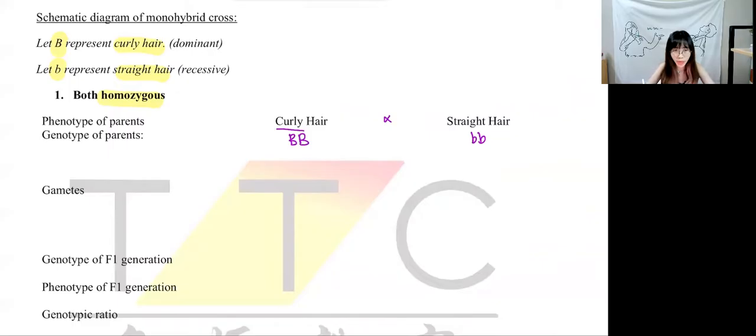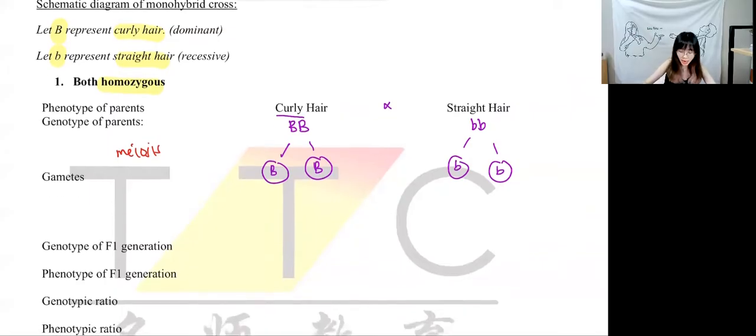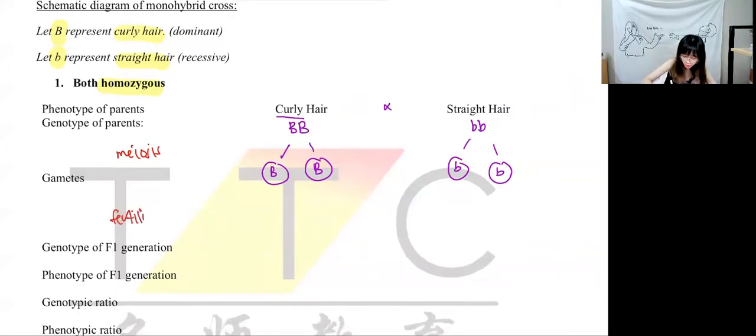And then we're going to draw the gametes. When we draw the gametes, remember, we have to circle the gamete. At this phase, this is what we call the first Mendel law, the law of segregation. This is under meiosis. They will be separated during anaphase when they form gametes. And then they will carry out fertilization to form your F1 generation.